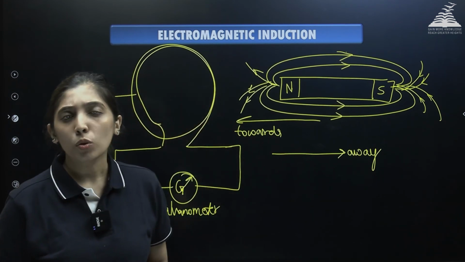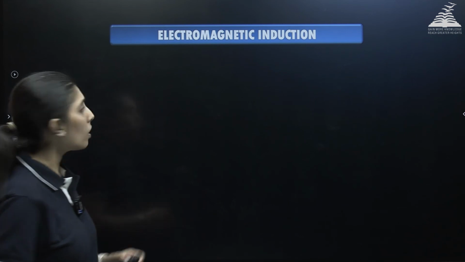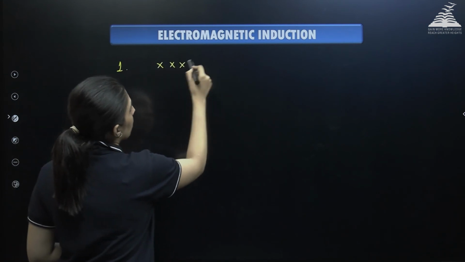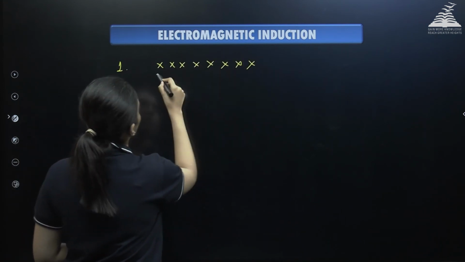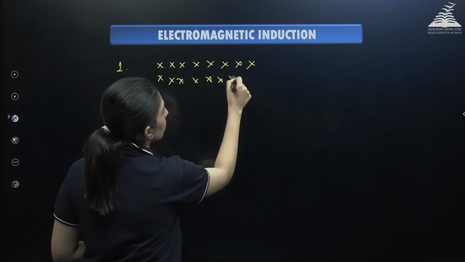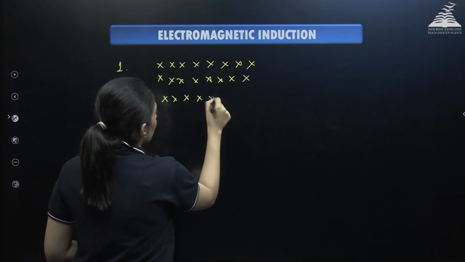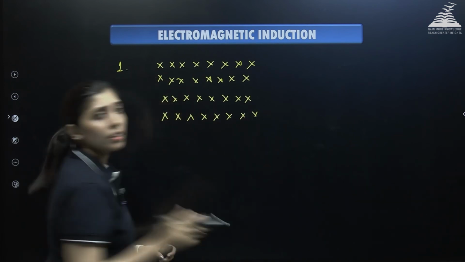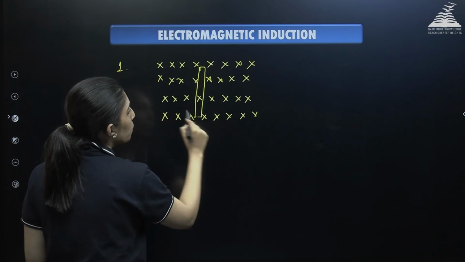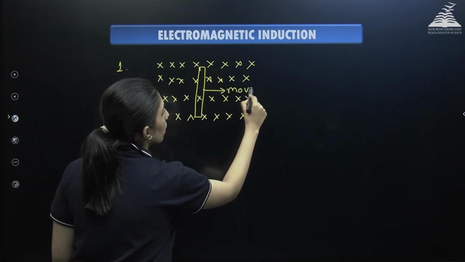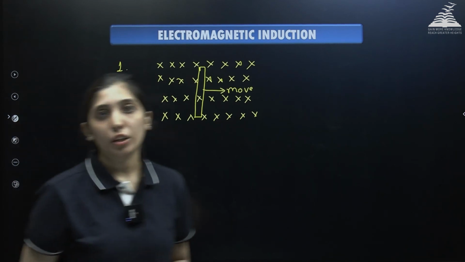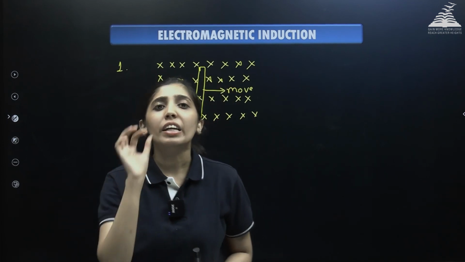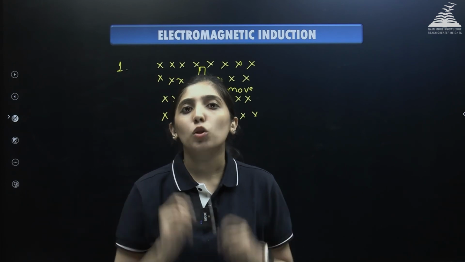There are other ways to induce EMF or electric current. Let's see. The first way, consider the magnetic field. You can take a straight conductor. When you move the conductor in the magnetic field, EMF is induced. As long as you keep moving the conductor in the magnetic field, you keep getting an induced EMF, and that is called electromagnetic induction.